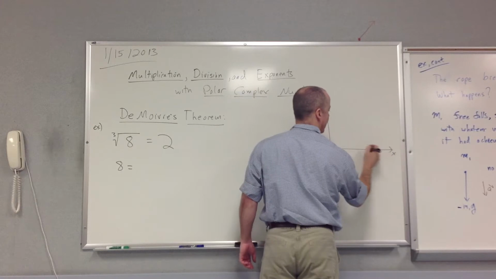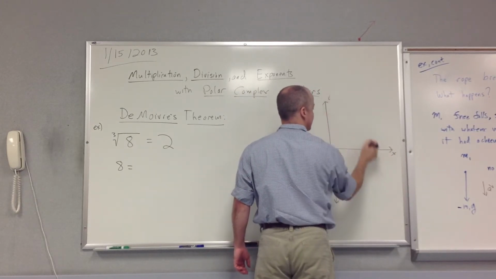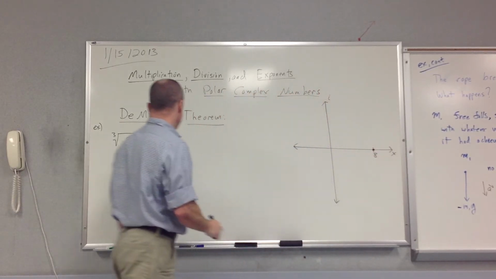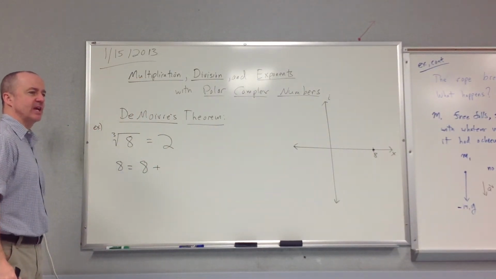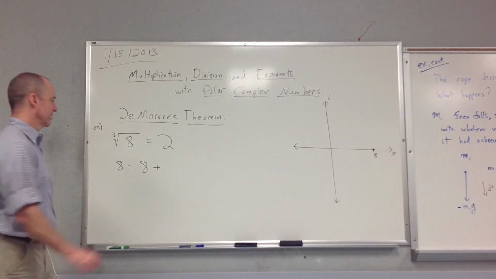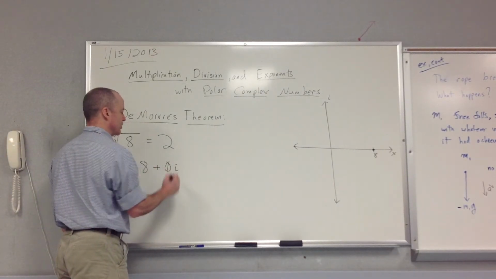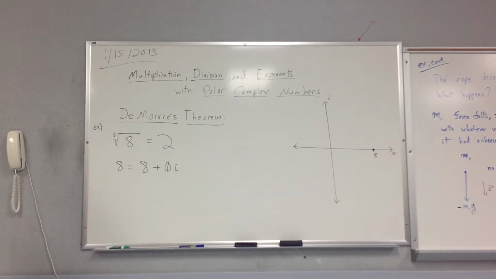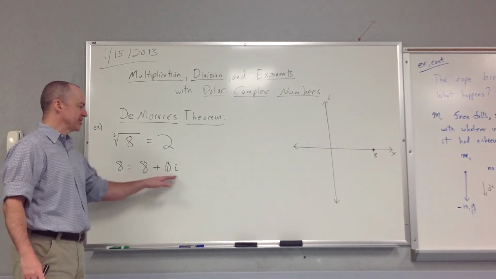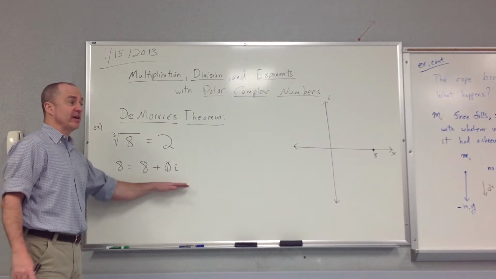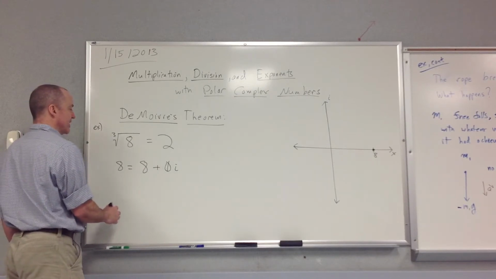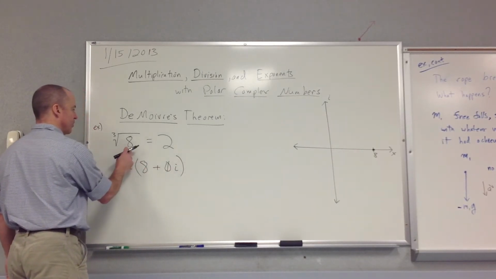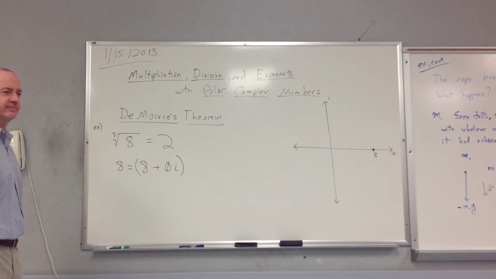I would go 8 units out on the x-axis, right? Plus what? What i's do I add to this? Plus 0i. Robbie was looking at me like I was nuts when I asked that. But you see how I can write it as 8 plus 0i? Every number can be written this way, if you want. That's in rectangular form. What's 8 in polar form? Polar complex form, excuse me.